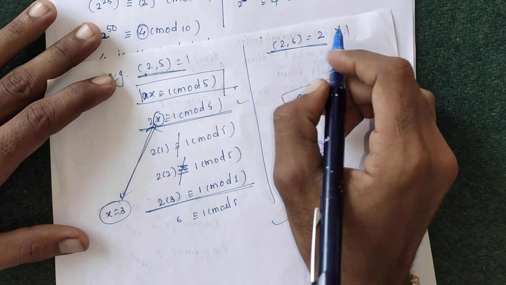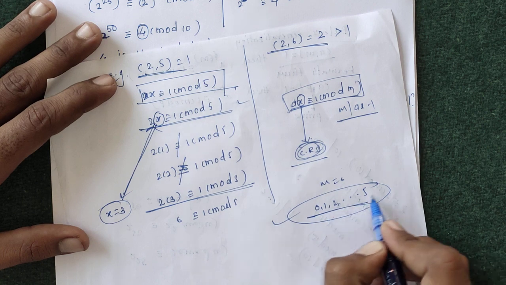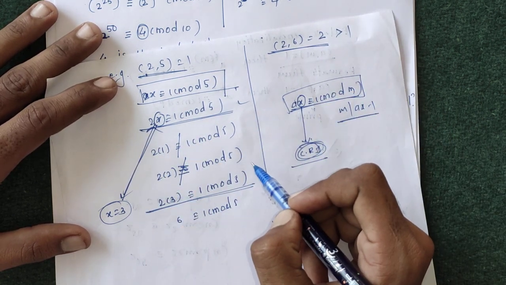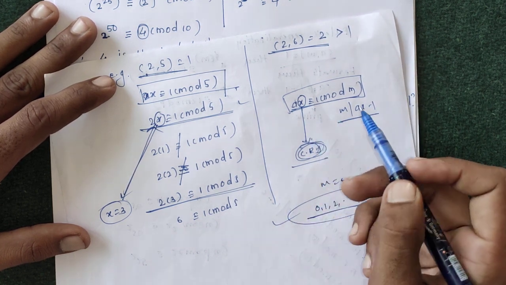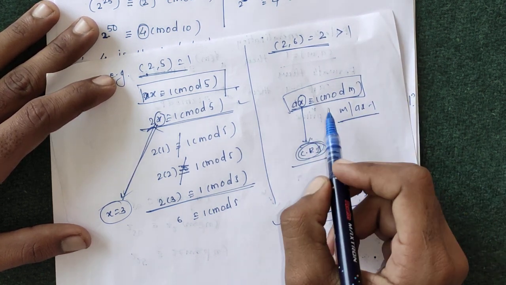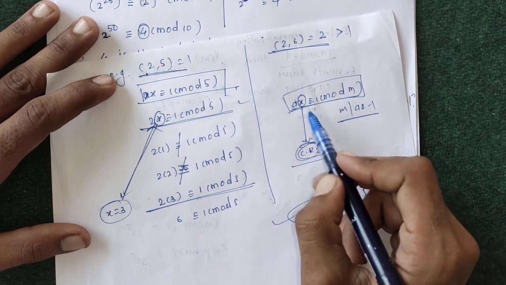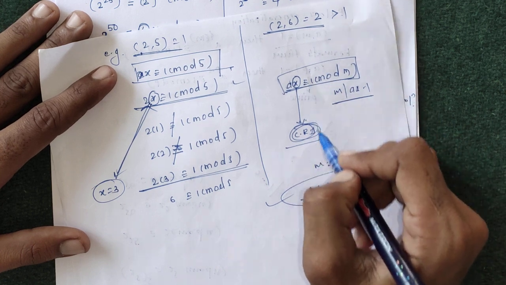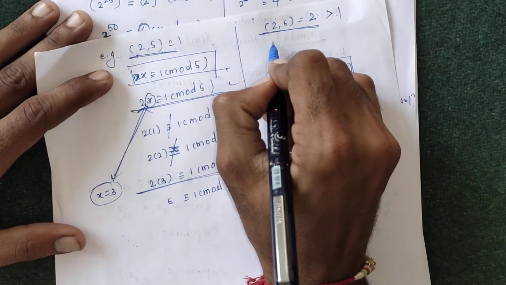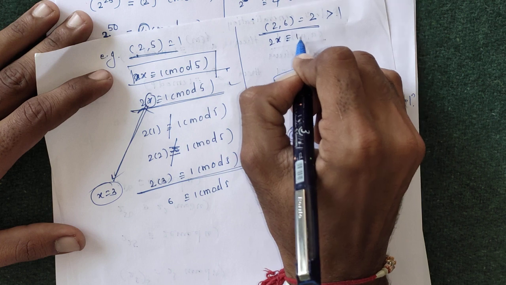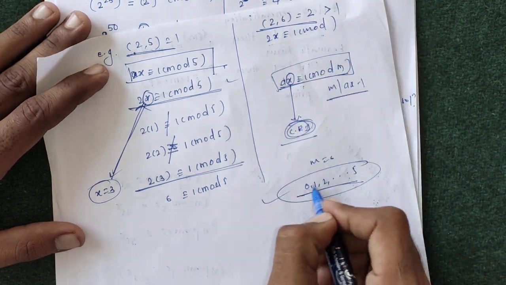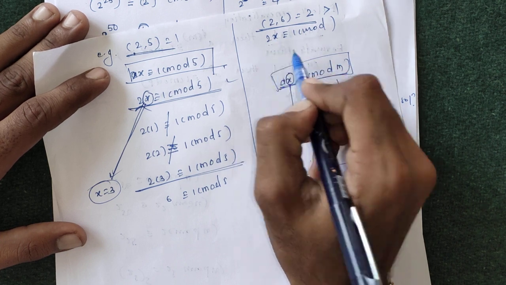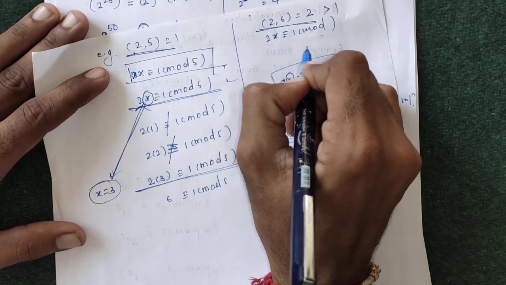So we are just checking whether these 6 integers satisfy this congruence. If one of them satisfies it, then we say that this congruence has a solution. If none of these 6 integers satisfies this congruence, then we say that this congruence has no solution. If we check 2x is congruent to 1 modulo 6 for all these 6 integers, we get that none of them satisfies this congruence.